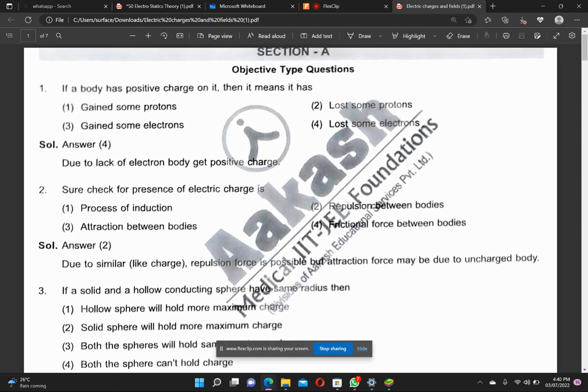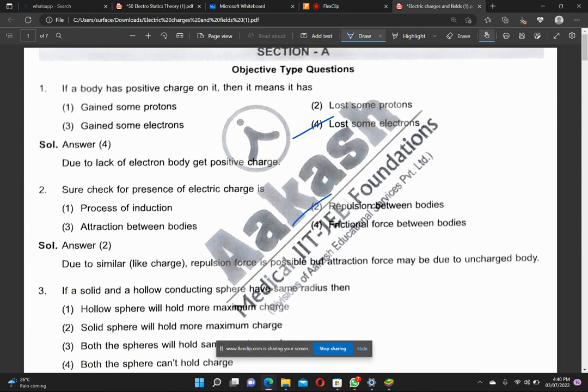Related to physics, electrostatics chapter. So, here you go. The first question: if a body has positive charge in it, then it means it lost some electrons. Due to lack of electrons, the body gets positive charge. The sure check for presence of electric charge is repulsion between the bodies.